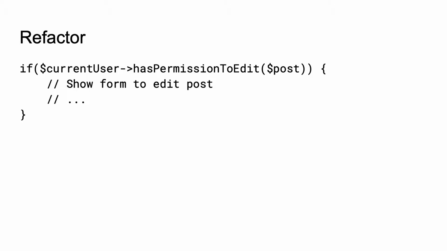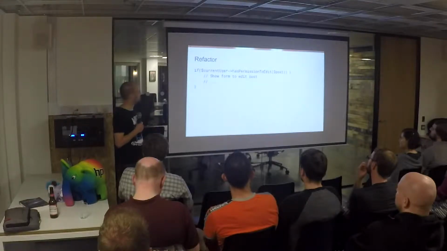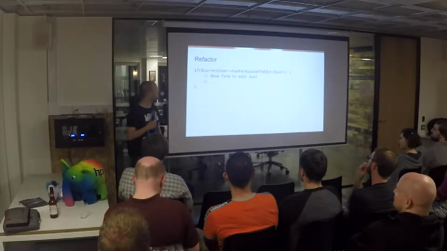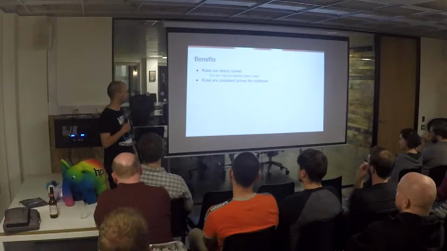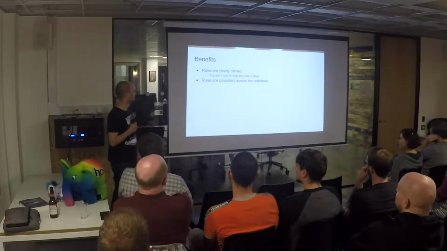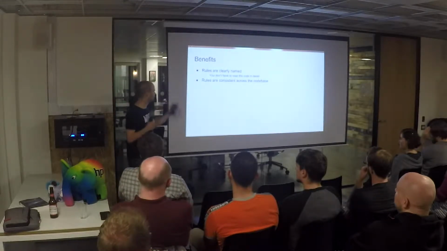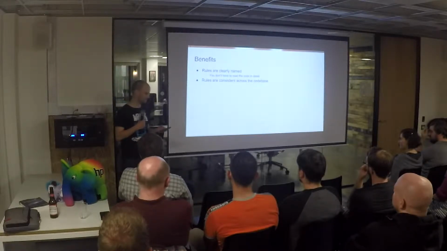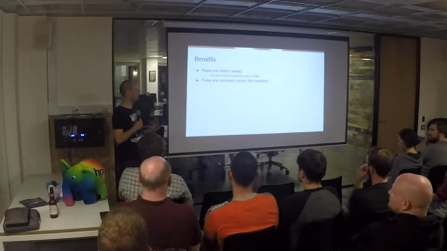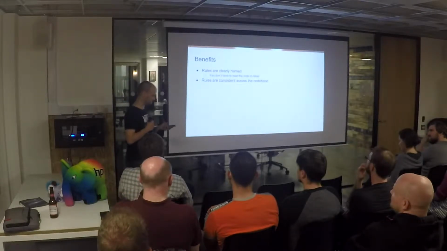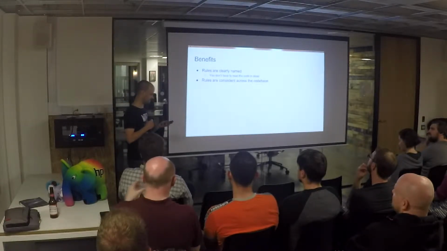And now when we look at our original code, it pretty much reads as to what it does. It says, if the current user has permissions to edit the post, then do the thing we're going to do. And so the business rule is clearly named. You don't have to read the code in detail and try and find out what it means to be able to tell what's going on. It also means the rules are consistent across the code base. So if you need to do that same thing again, you don't have the risk of somebody typing 5 when they meant 6, and that kind of thing. So it's reusable.